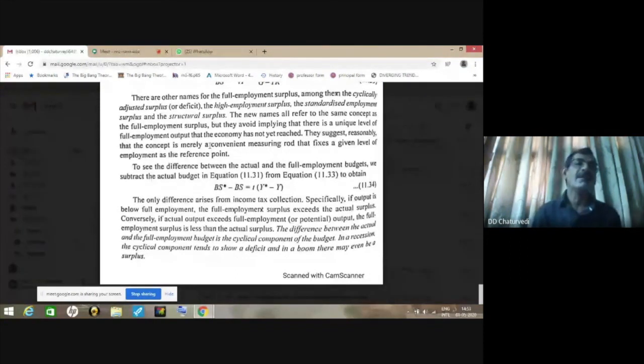When we have recession in the economy, that is, there is less demand in the economy, cyclical component tends to show a deficit because of less demand, because of less production, because of less value of income. And when there is a boom in the economy, there is more output and it will show a surplus.